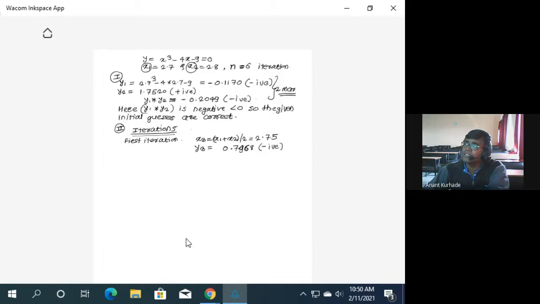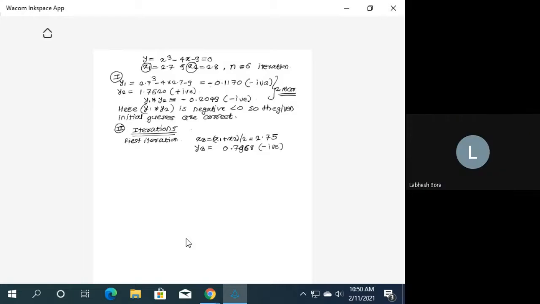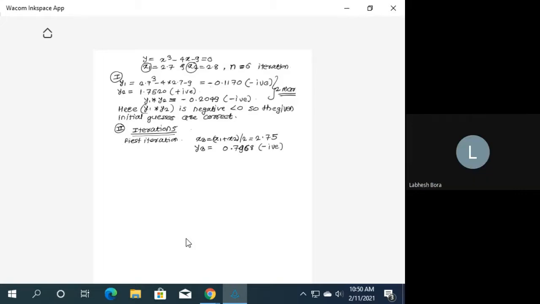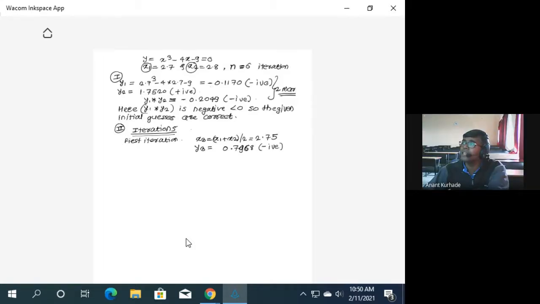Correct? Sorry, whatever happened, it would be x2 by 2 plus x1. Please take care about this. This is very important. If you look at x1, x2, one can easily understand its average is 2.75. Now we have y3. y3 is plus. Sorry, I had written negative. So y3 is plus.